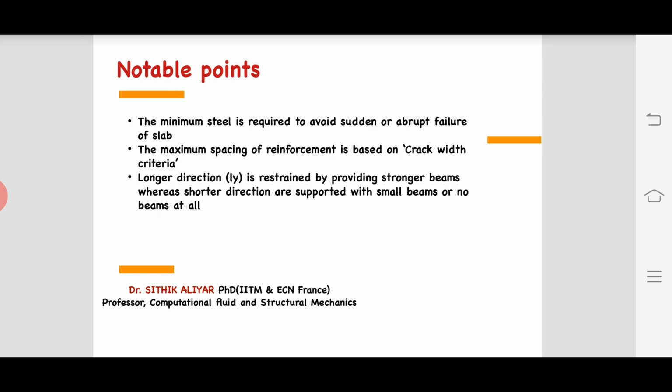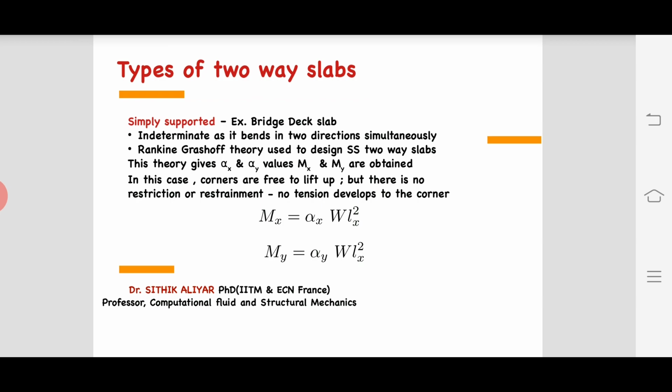Coming to the next topic, I told you types of two-way slabs. So there are two types. One case is simply supported. Example, bridge, I told you. So you see the formula. What is the formula to calculate bending moment? Now it is a two-way slab, remember it is a two-way slab.